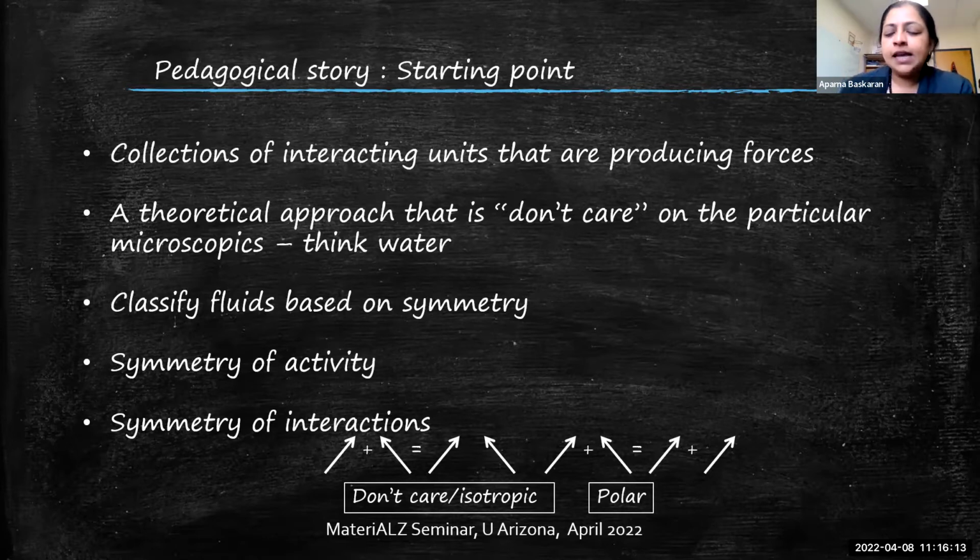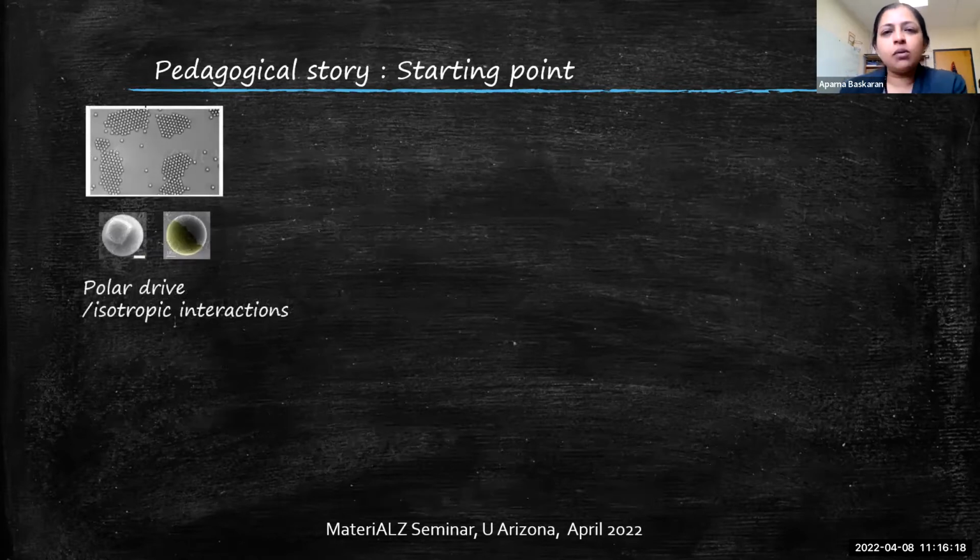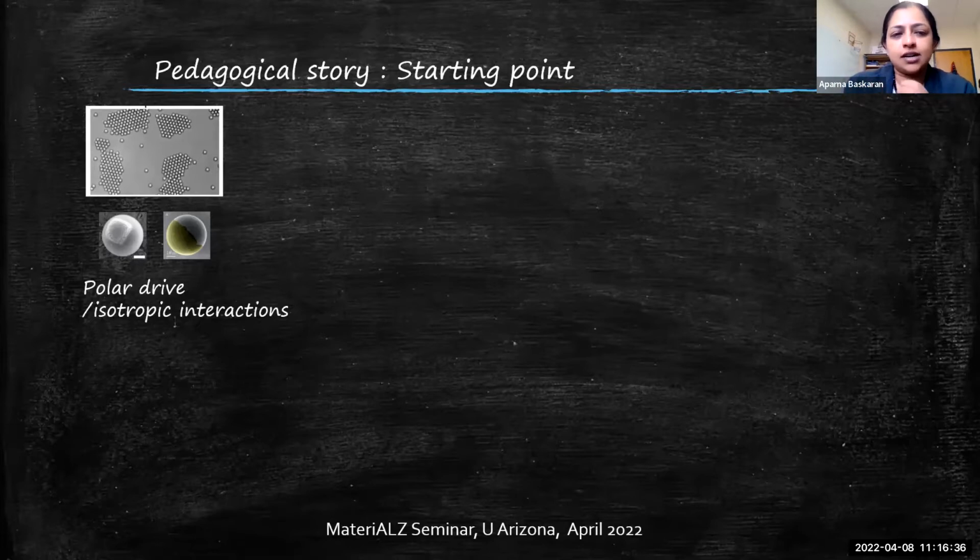Just to say that this kind of symmetry classification is useful, I want to give a few examples of active materials that people have built, sorted by my symmetry classification. So if I want to imagine polar drive, namely that these guys are self-propelled, moving along some arrow on their body axis, and isotropic interactions, so that when they interact, their active force is not reoriented in any way.